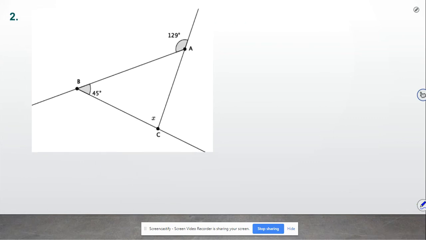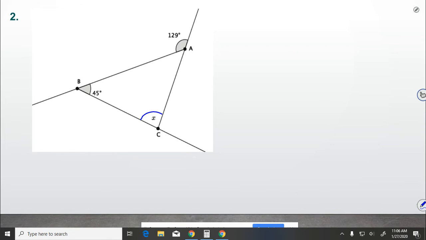Okay, so number 2, now we have this as x, but we only have one angle inside the triangle, and then we have one exterior angle outside the triangle. So we're going to start by finding this angle. Since these two are supplementary, we do 180 minus 129, and we get 51 degrees.